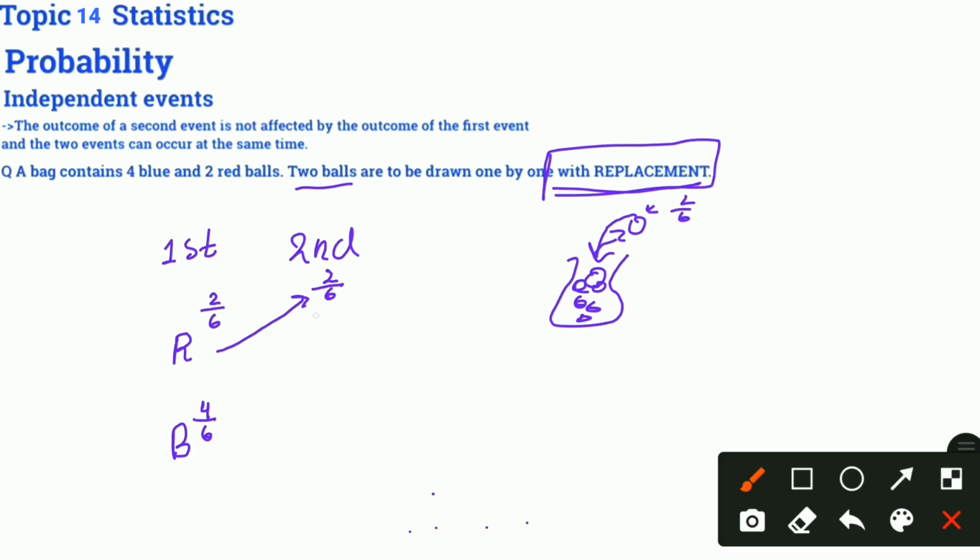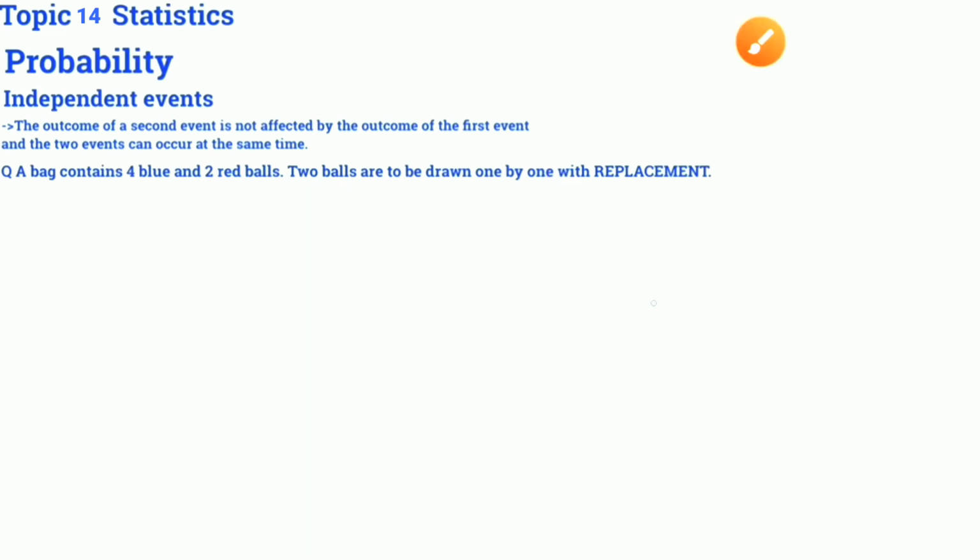The probability of getting a red ball again is 2 upon 6. The probability of getting a blue ball is 4 upon 6. The probability of getting a red ball is 2 upon 6. The probability of getting a blue ball again is 4 upon 6. Two balls are to be drawn one by one with replacement. Let A be the event that 2 balls are drawn. Okay, this is the event A.